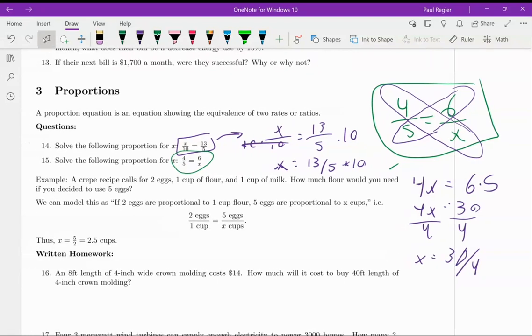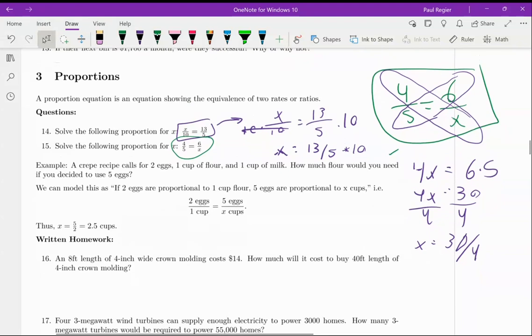So we'll do the rest of these examples in your written homework. And so for now, just take a minute to digest this, complete the quiz, and then we'll see you on the written homework problems.